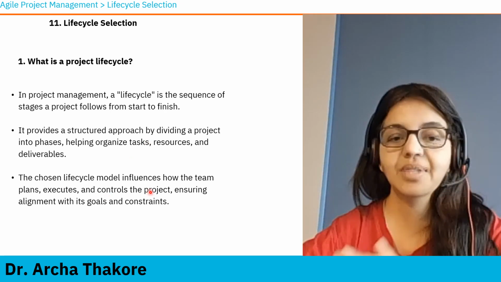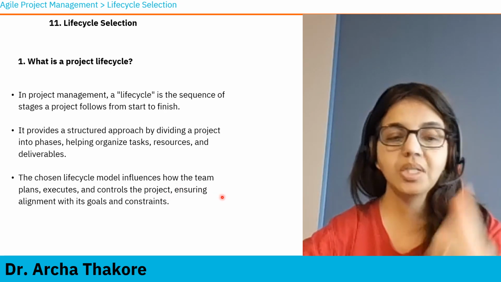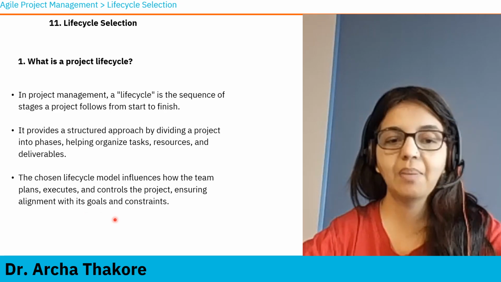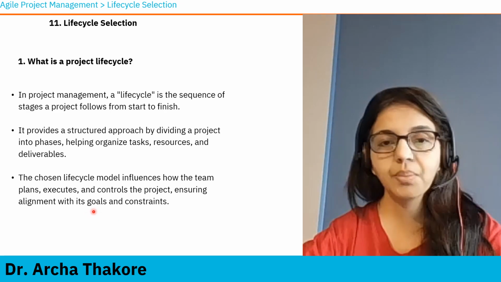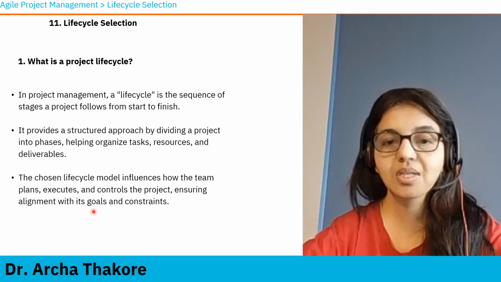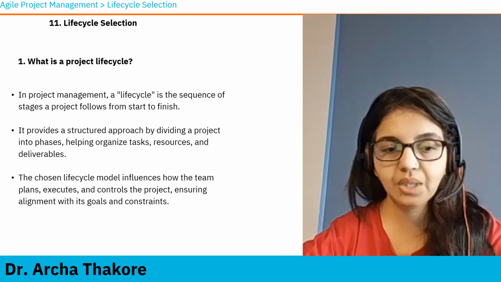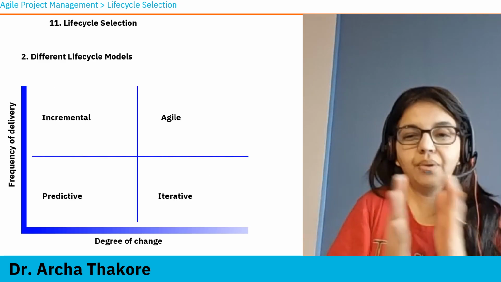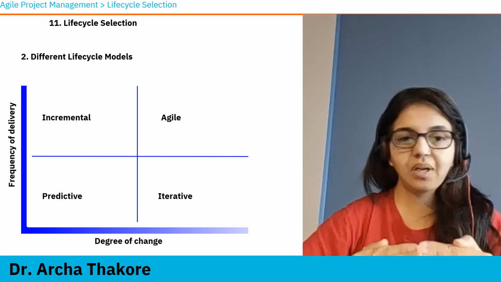The chosen life cycle model influences, affects, determines how the team plans, executes, and controls the project, ensuring alignment with its goal and constraints. What is the goal of the project? What do you want to achieve? Constraints: what are the circumstances or situation of the project? That is constraints.